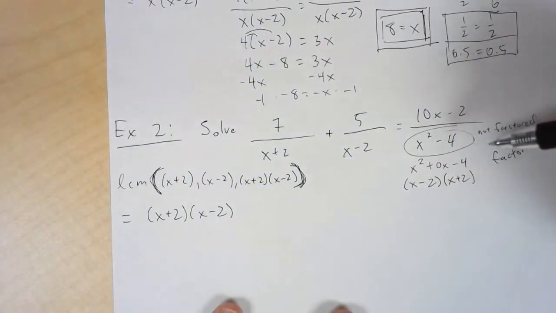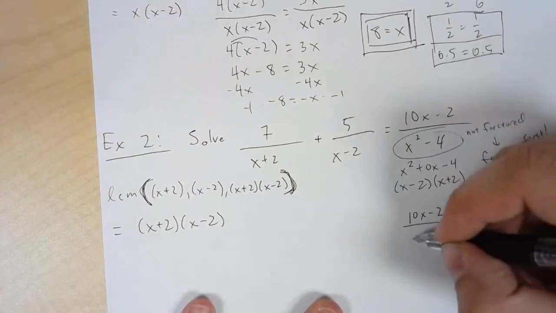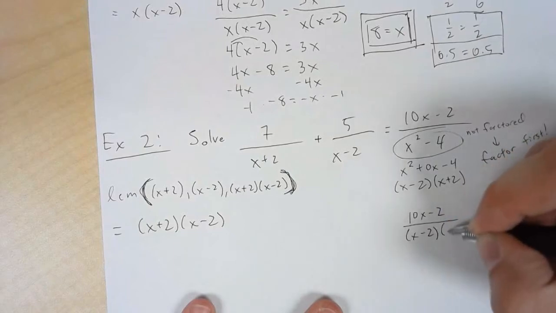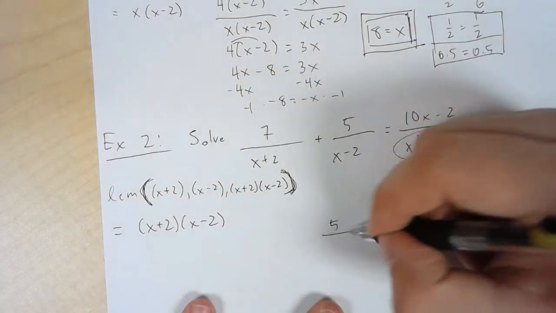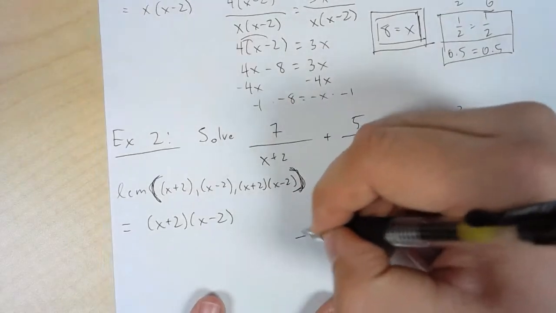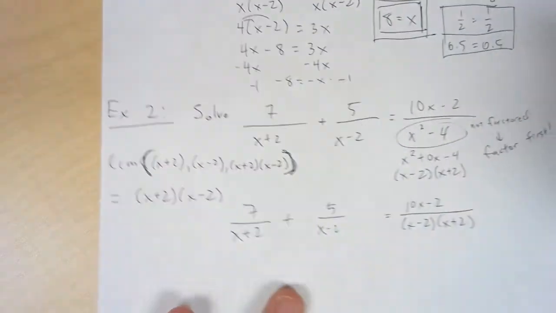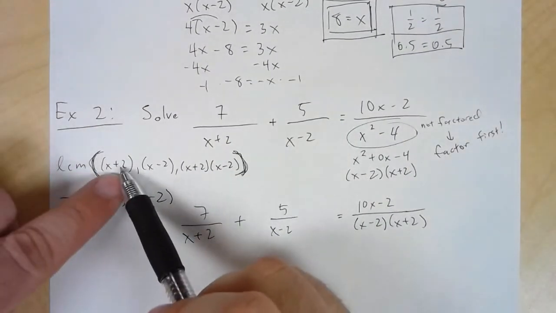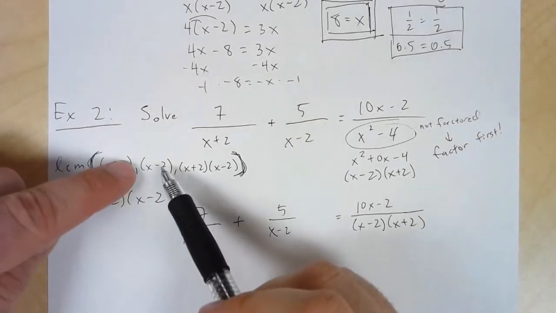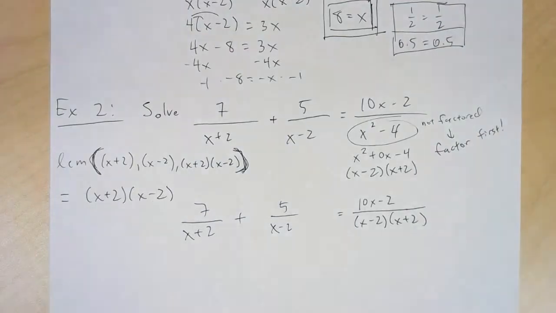After we simplified it, we're going to have 10x minus 2 over x minus 2 times x plus 2 equals 5 over x minus 2 plus 7 over x plus 2. And I'm just leaving a little space in here so I can write stuff out. If we know our least common multiple, because we can multiply this by x minus 2 to get this, by x plus 2 to get this, and this by 1 to get this, then that's our least common multiple.